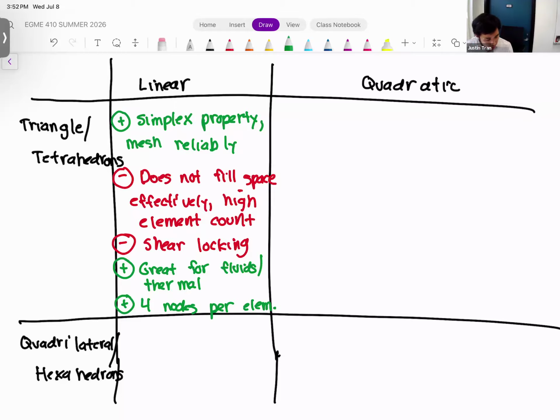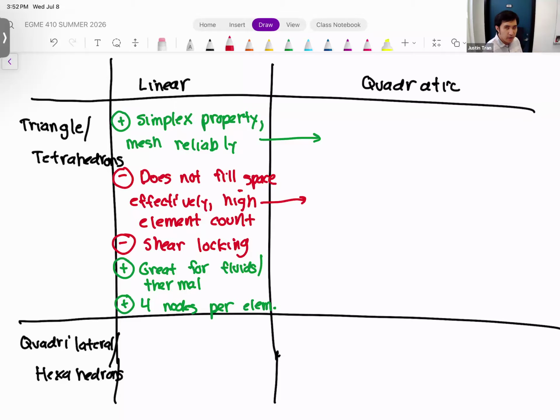Okay, so let's go ahead and move on to the quadratic TET. Some of these are going to move over as well. The quadratic TET also has a simplex property, and so you can mesh pretty much any geometry with the quadratic TET. You do still have the issue of space filling, right? And so you're going to end up with pretty high element counts if you have a quadratic TET, same as a linear TET, because that property is a function of the shape of the element itself, not necessarily its order.